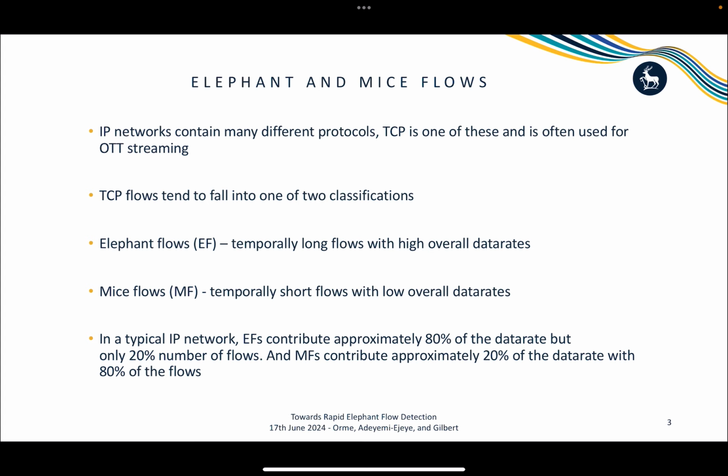An IP network consists of many different protocols, and TCP is mainly used for OTT streaming. This generally consists of temporally long flows that have high data rates and can easily fill network switch buffers, especially if the egress link is heavily subscribed.